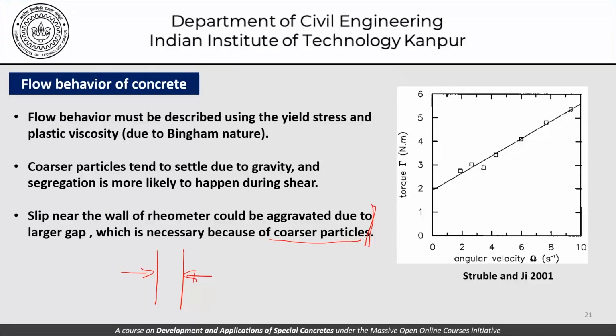We are alluding to and discussing how much the gap should be and what problems arise if the gap becomes larger. One of the things being said is that the slip near the walls of the rheometer could be aggravated due to the larger gap, but we cannot live without a larger gap because we have coarser particles in concrete. So when it comes to concrete and rheological studies using an appropriate rheometer, these are the kinds of problems which a scientist or a researcher faces.